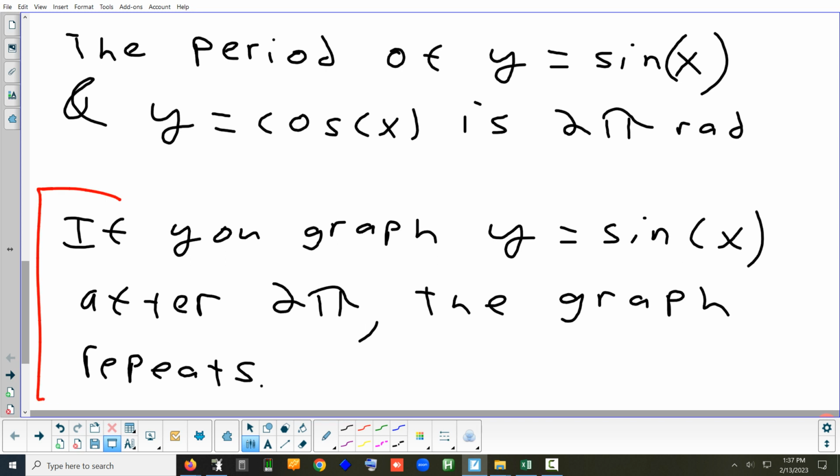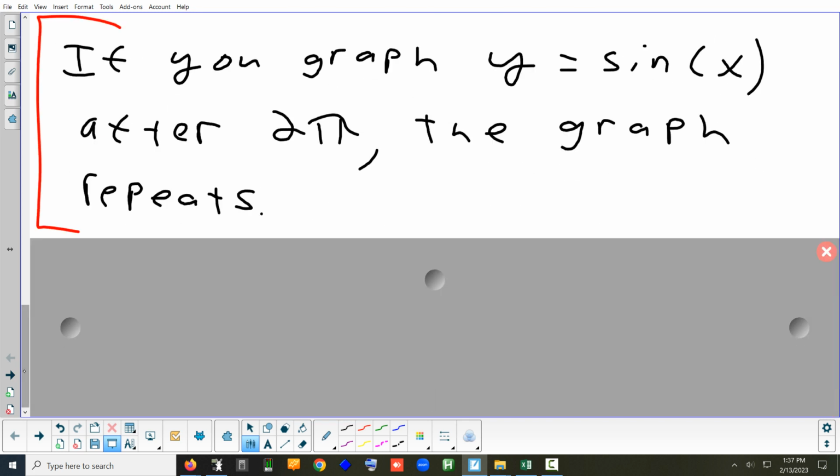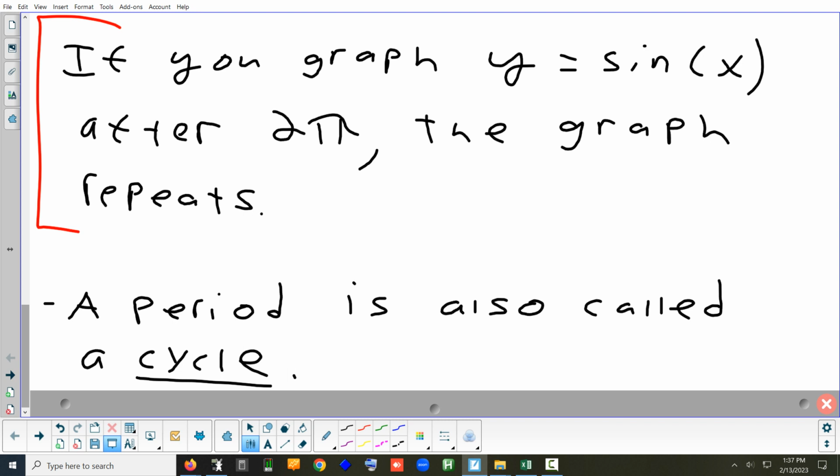I kind of already said this to you. If you graph sine or cosine, once you get through 360 degrees, the graph just repeats itself. That was when I showed you I was copying and pasting. I think I already mentioned that too. Another name for a period of a graph is called 1 cycle.